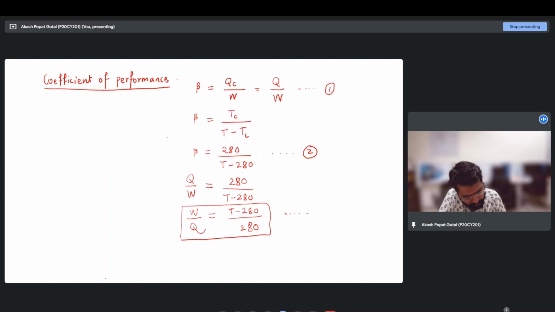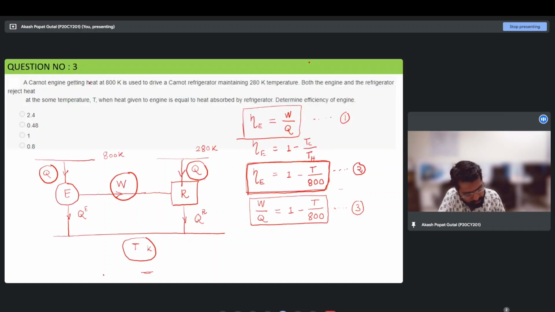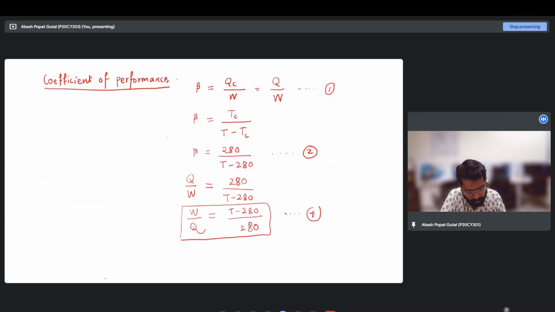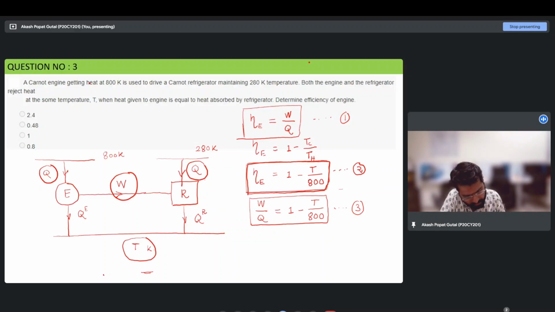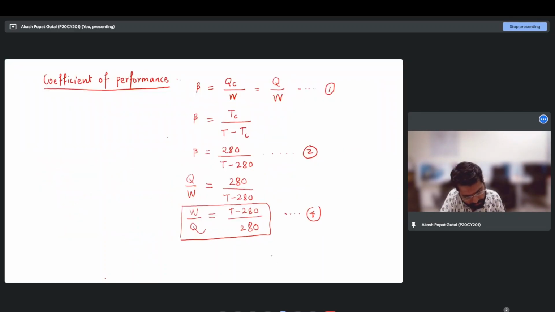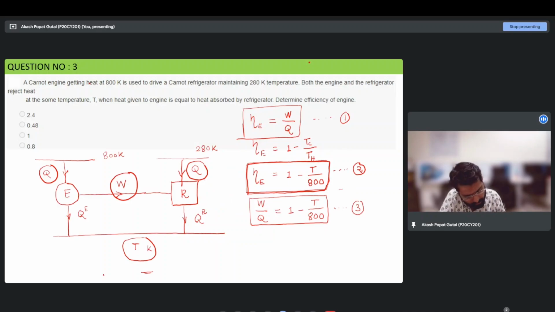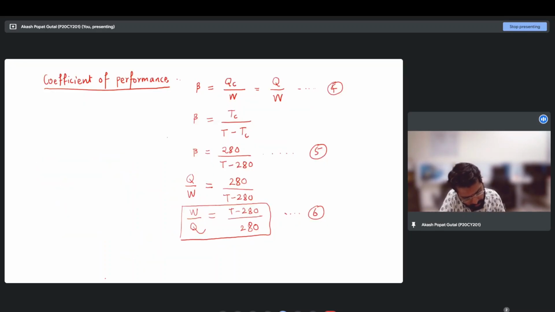And the fourth equation. So we can easily compare these two. W is the same and Q is the same, so W by Q in both the cases will be the same. So we can equate this by equating 3 and 4. Sorry, I should give different numbers, 5 and 6. We should equate 3 and 6. So we will get 1 minus T by 800 is equal to T minus 280 divided by 280.